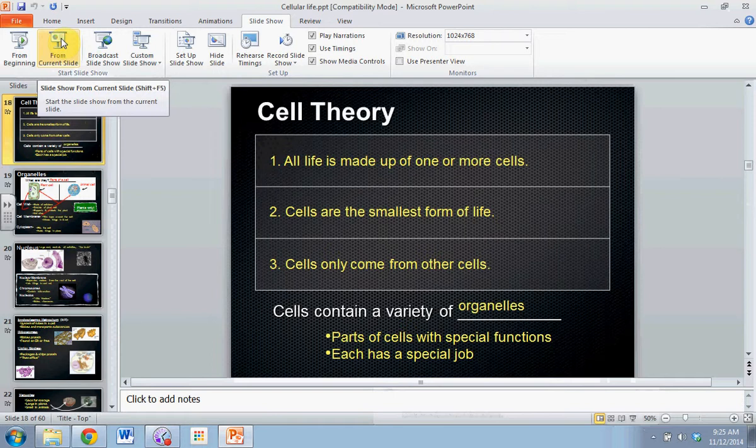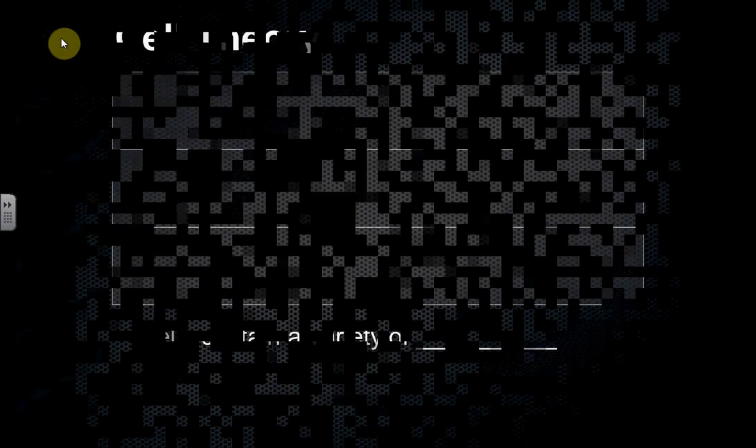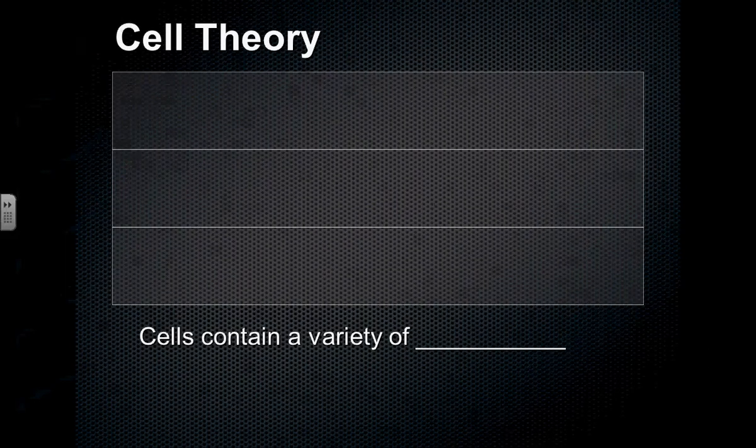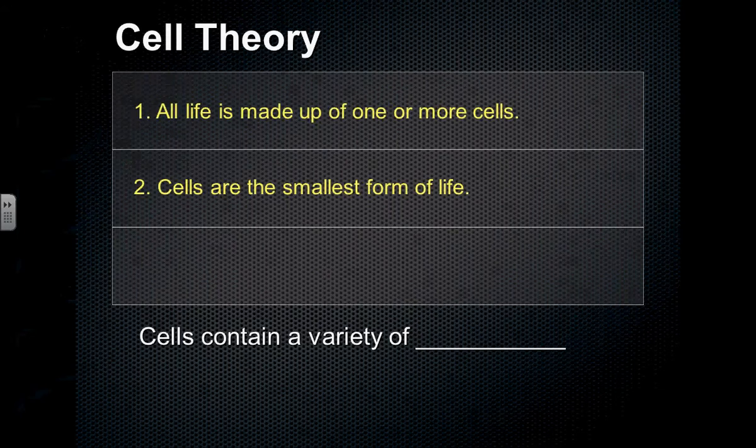So let's just refocus on this. We talked on Monday about cell theory, and we said that the parts of cell theory are that all living things are made of cells. Cells are the smallest form of life, and cells only come from other living cells. Cells can divide and form new cells, but that's where cells come from, other pre-existing cells.